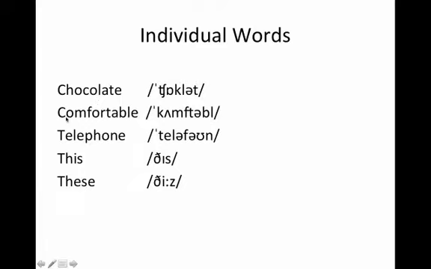Again, classic mispronounced word, comfortable. When you actually look at how it sounds, it's comfortable.